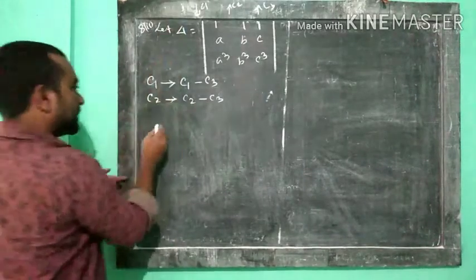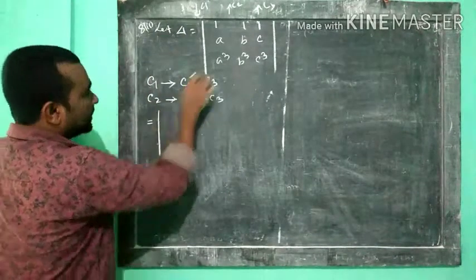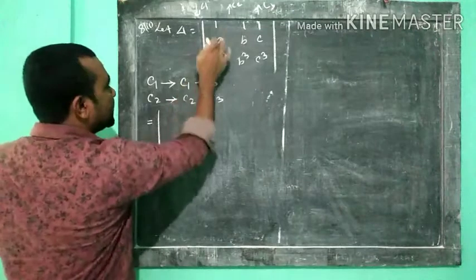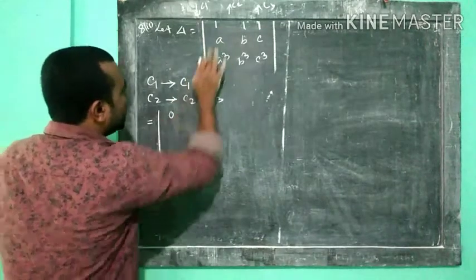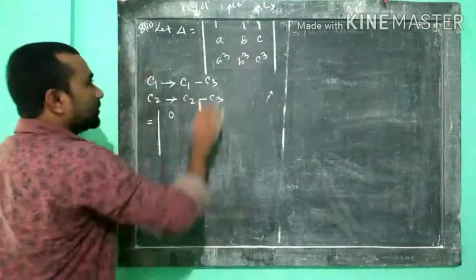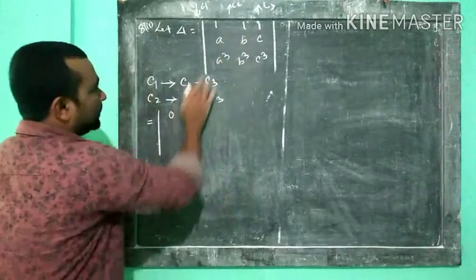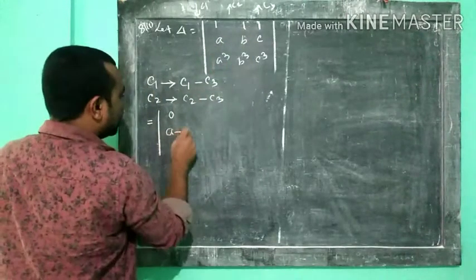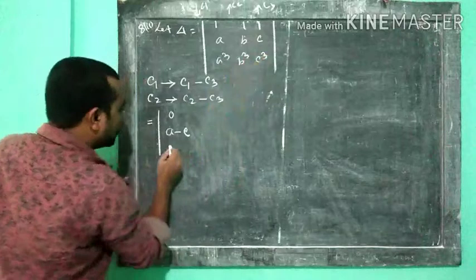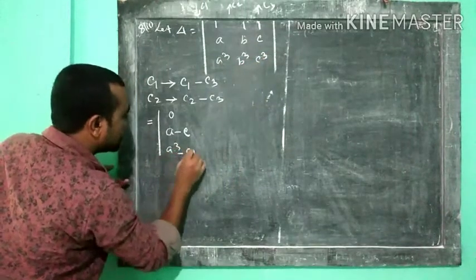Performing this, then what do we get? Using this, the first column should be 0. Why 0? 1 minus 1 is 0. Okay, so the second column: this is a minus c, and this is a cube minus c cube.